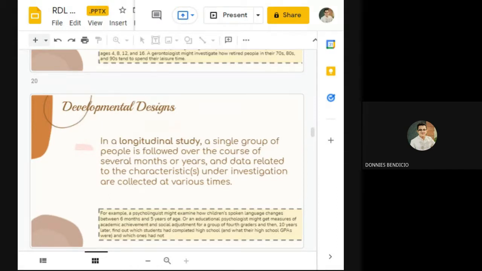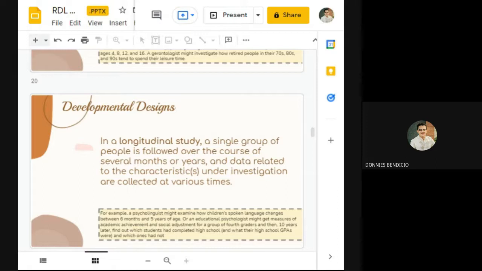Halimbawa, grupo ng mga elementary students, alamin nila kung consistent yung personality nila. Extroverted ba sila or introverted by this time? Okay, so halimbawa, they conducted this study for their extroversion and introversion this time, 2021, okay? Tapos magko-conduct ulit sila ng another personality assessment for the next 10 years. So ito yung sinasabi natin na longitudinal study.